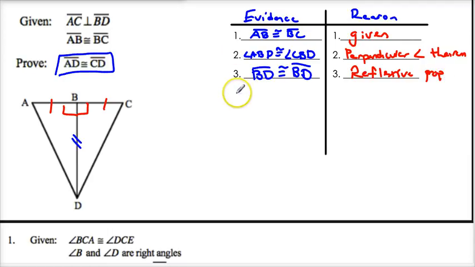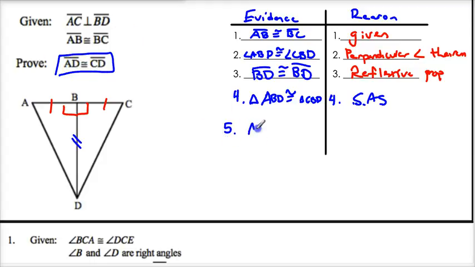Now that we have our information, we know that triangle ABD is congruent to CBD. And why do we know that? Well, we know that because of side, angle, side congruence. Now that I know the two triangles are congruent, to prove these are, you just have to add one more line, and this is it.